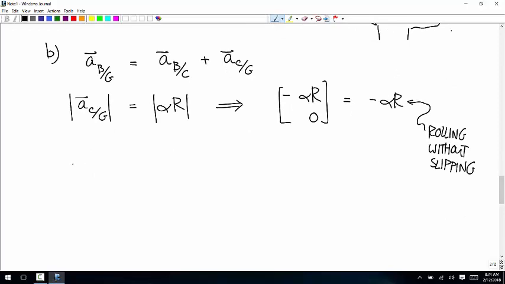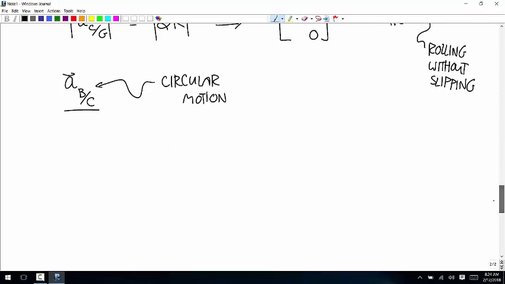And now we're going to do the acceleration of B relative to C. Okay? And this one is circular motion. So this one, we're assuming that the center is fixed. And we're trying to figure out the acceleration of that point.